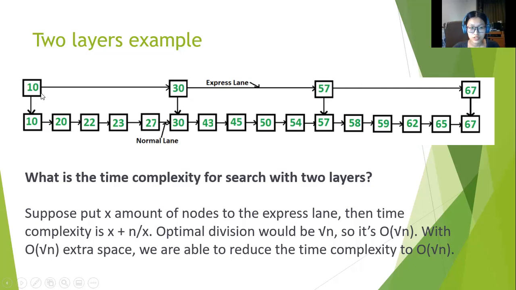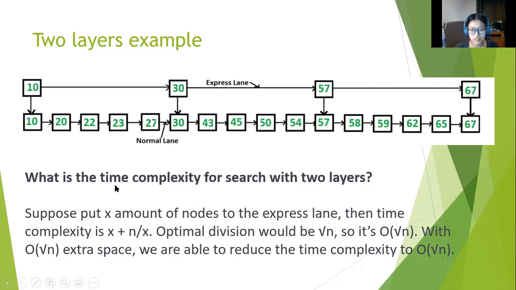And the way we choose it is we just evenly pick some nodes from the normal lane, let's say 10, 30, 57, and 67. And then I'm just going to do a very quick search, let's say for 45. So we'll go on the express lane. It's bigger than 10, bigger than 30, not bigger than 57. So we go back to 30 and then we go down to the normal lane and we do 43 and then here's 45. And that's how we find a number in this ordered list.